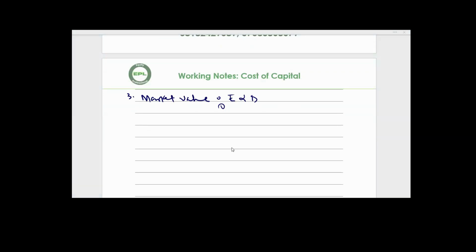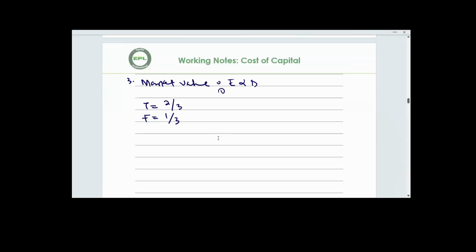According to the question, the examiner has already told you in the first paragraph that training service accounts for 2/3 of the value of the company. So if training service accounts for 2/3 of the value of the company, then financial service will account for 1/3. So I don't need to do any working for that. Equity value of training is 2/3. Equity value of financial service is 1/3. Then I'll move to step 4.